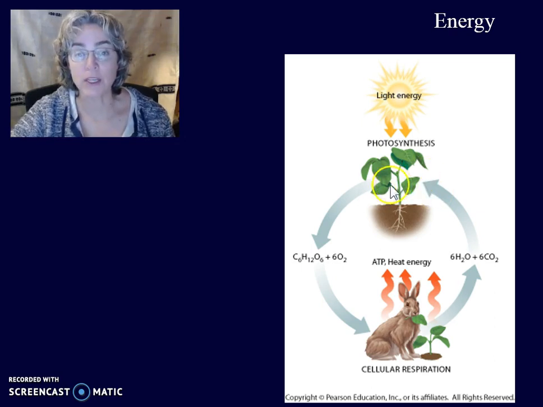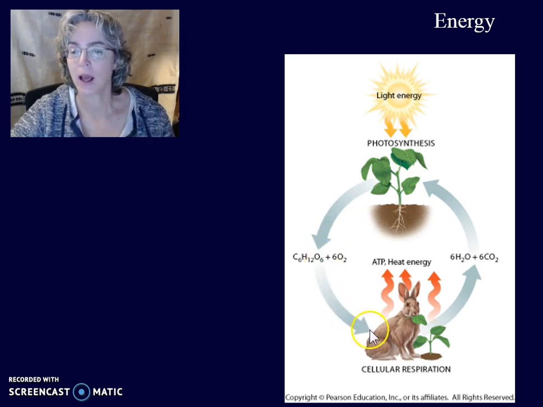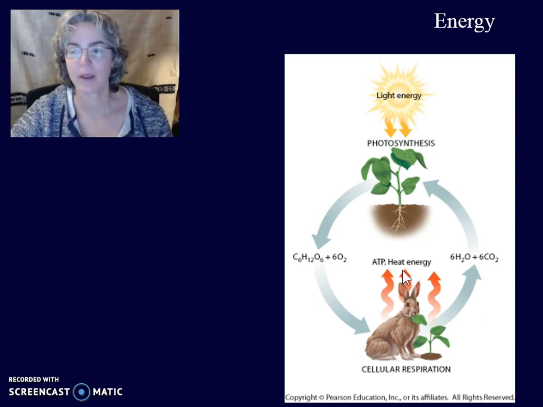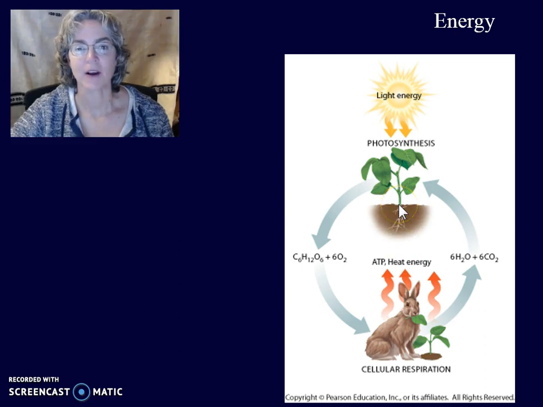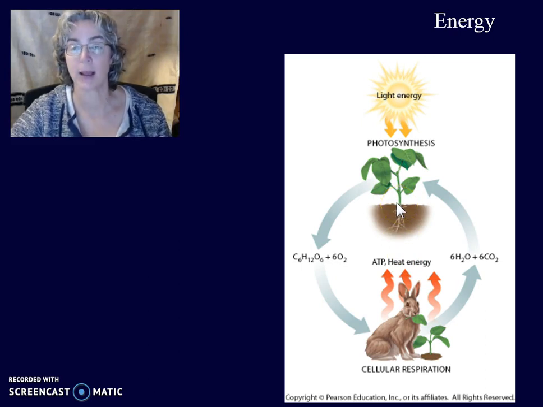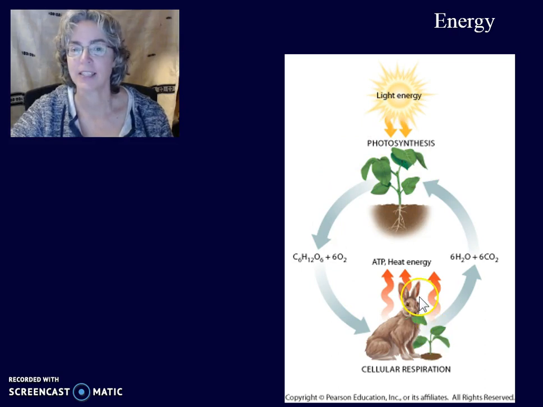This energy is usable energy, but when it's used from plant to animal, and the animal uses that energy, some of it is lost to the environment as heat energy. So that is our first law of thermodynamics, energy is conserved, and our second law of thermodynamics, that when energy is used, some of that energy is transferred to the environment as heat energy.